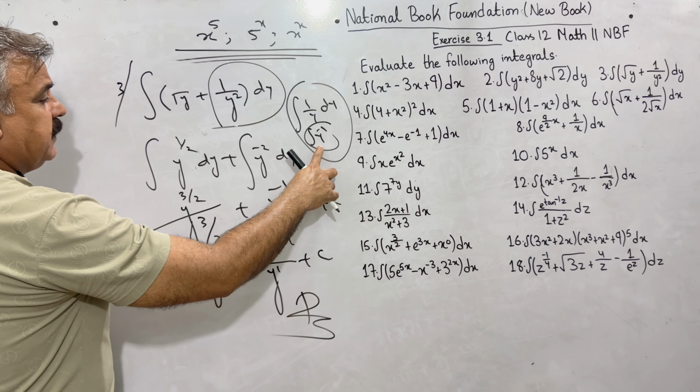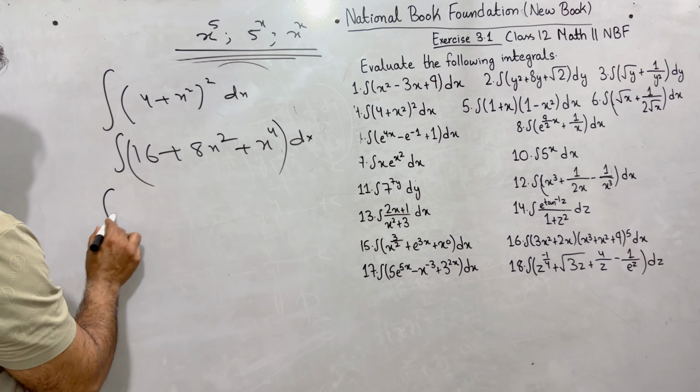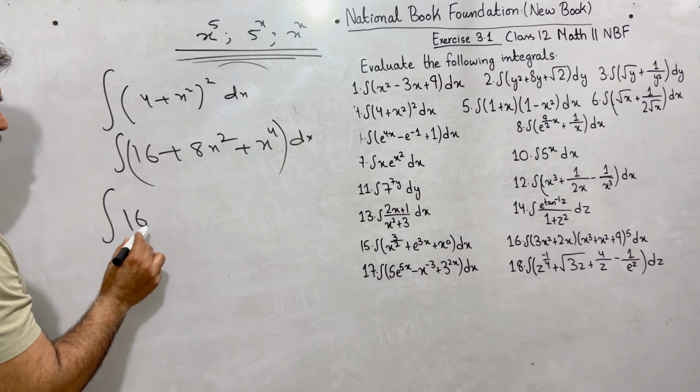Next, here is (4 plus x square) whole square dx. It is simple integration, but we have a little bit of calculation. Apply the whole square formula, it will become 16, 2 times 4 times x square, 8x square, square of x square is x4. Opening up the identity, a square plus twice ab plus b square. Now there is 16. 16 is a pure constant.